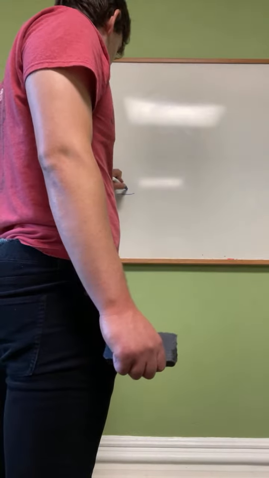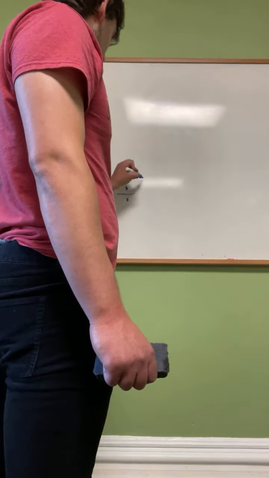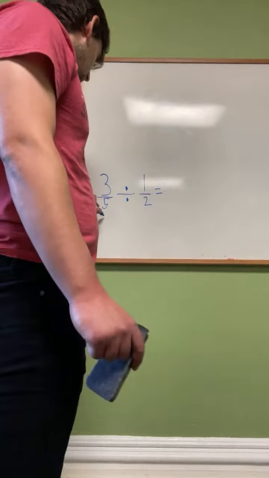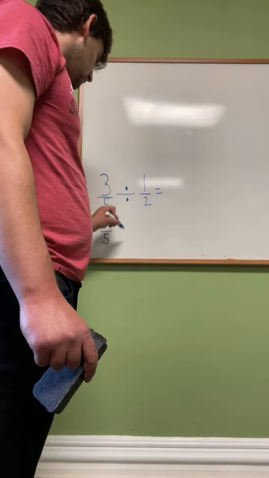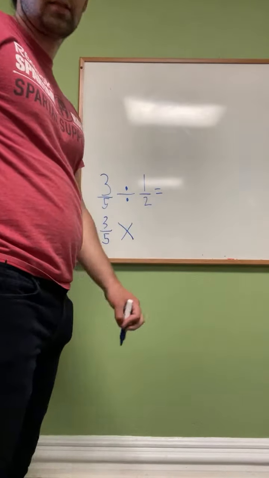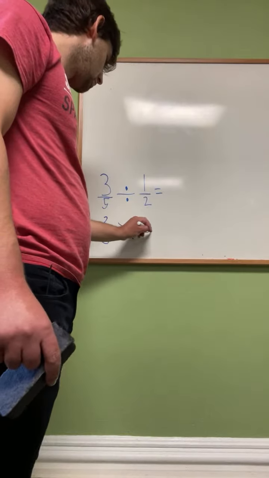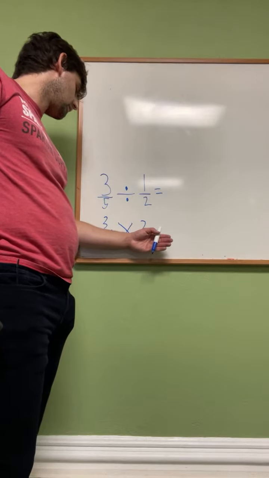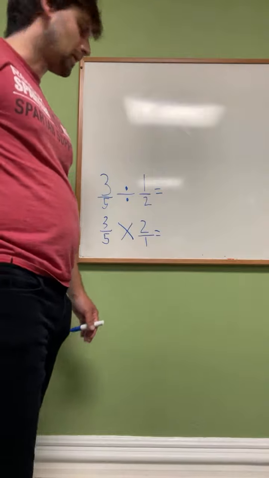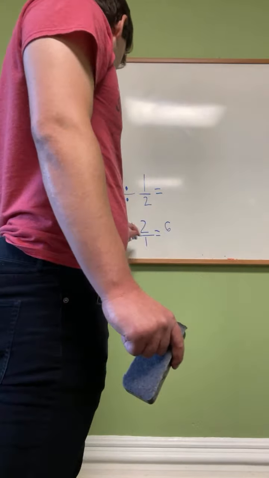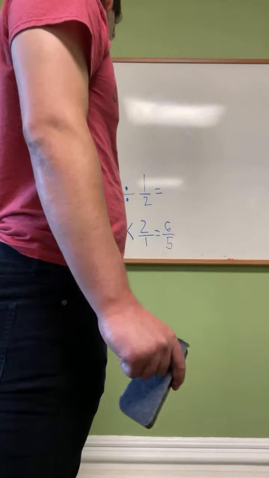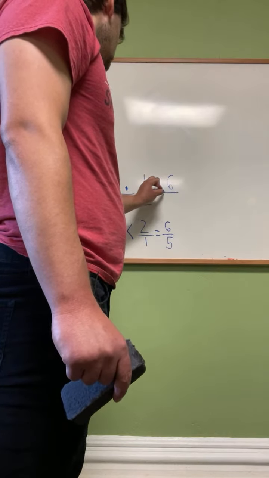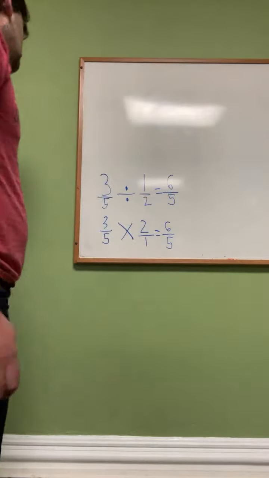3/5 divided by 1/2. All right, so the 3/5 stays the same. The division sign changes to a multiplication sign. And the 1/2, we flip it. So 2 over 1. All right. So then we multiply the top numbers. 3 times 2 equals 6. 5 times 1 equals 5. And our answer is 6/5. 3/5 divided by 1/2 equals 6/5.